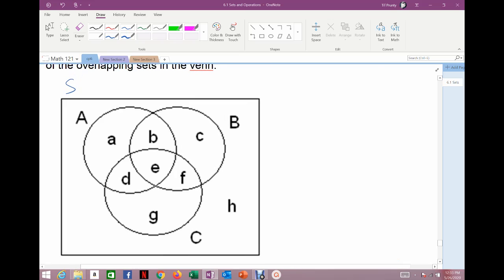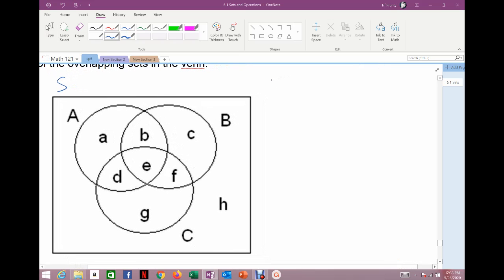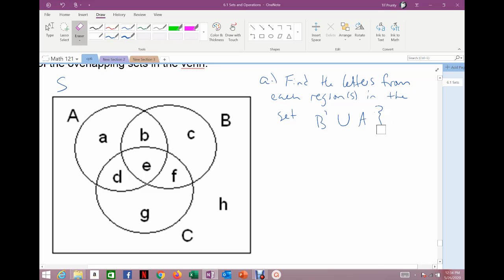All right, and we're going to figure out the different counts. So the first one, and I'm going to write them down here so we can see the Venn diagram. Find the letters from each region or regions in the set. I want the letters of the regions that are found in this set. So this is the set we're looking for. In words, I want everything that's in the regions not in B, or it can show up in set A.